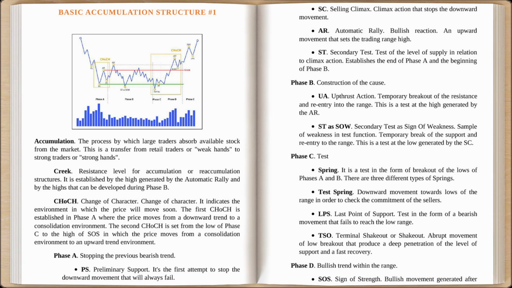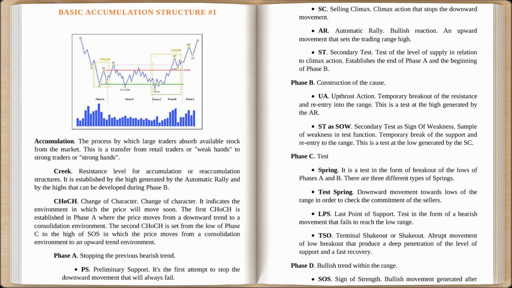Phase A, stopping the previous bearish trend. PS, preliminary support. It's the first attempt to stop the downward movement that will always fail. SC, selling climax, climax action that stops the downward movement. AR, automatic rally. Bullish reaction, an upward movement that sets the trading range high. ST, secondary test, test of the level of supply in relation to climax action, establishes the end of phase A and the beginning of phase B, construction of the cause.